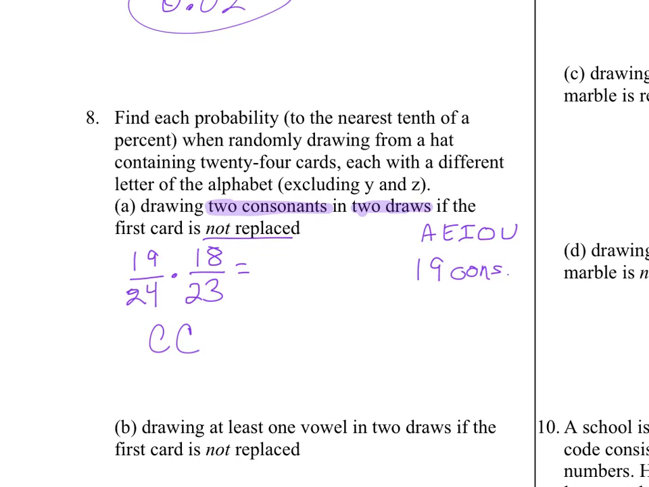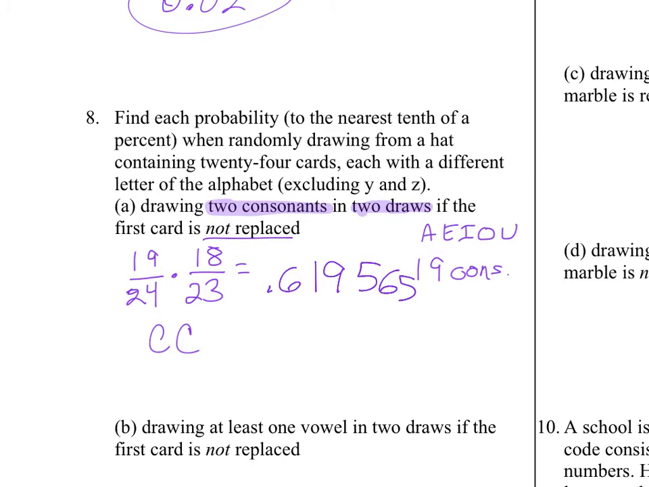Okay, so this we're going to put in our calculator. Parenthesis, 19 times 18, close parenthesis, divide parenthesis, 24 times 23, close parenthesis. You have to put the parentheses in or it's not going to get you the right answer. All right, 0.61956.